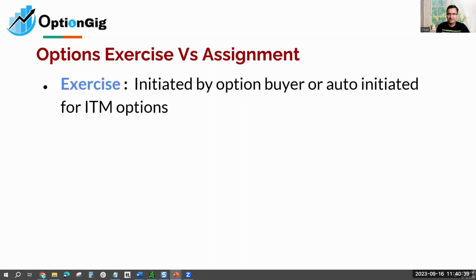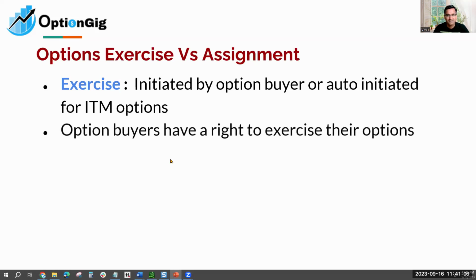Talking about exercise versus assignment, I use the two words, right? Option exercise, option assignment. In any option trade, you have two players. One is a buyer, one is a seller. Now, exercise is initiated by the buyer, or it will be auto-initiated by the brokerage of the buyer. And we'll talk about it, at least in the US, when it is auto-initiated.